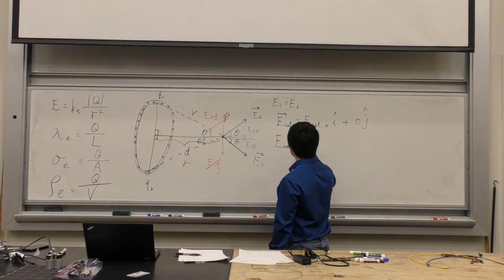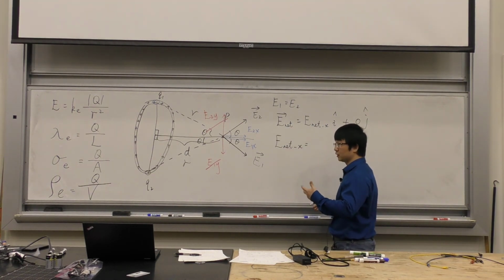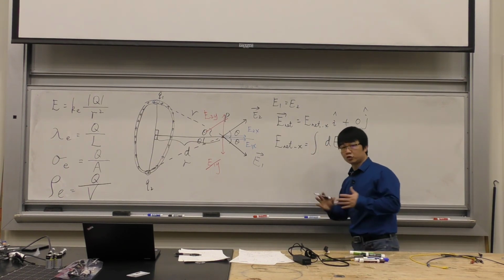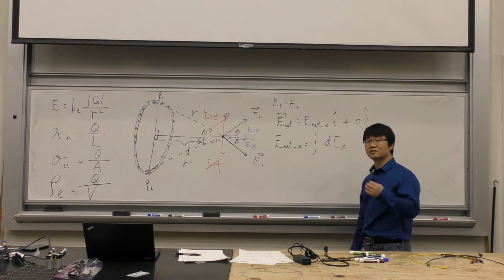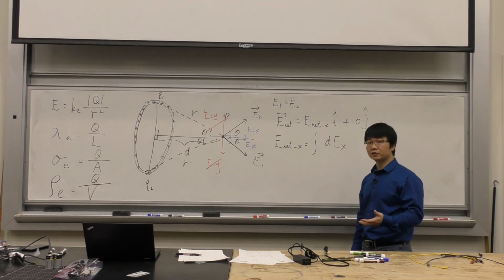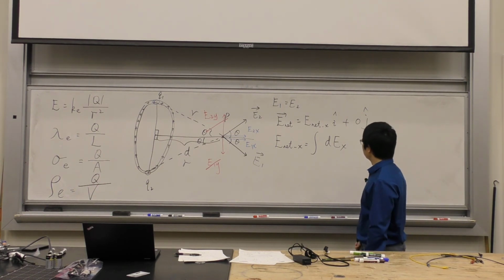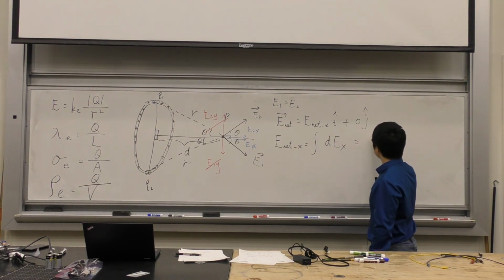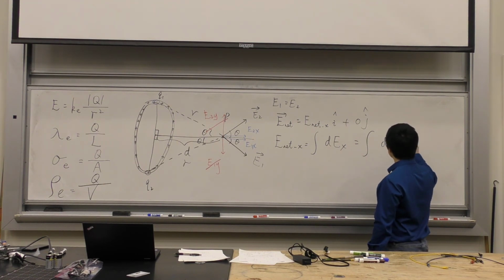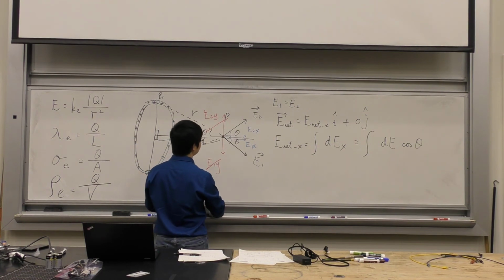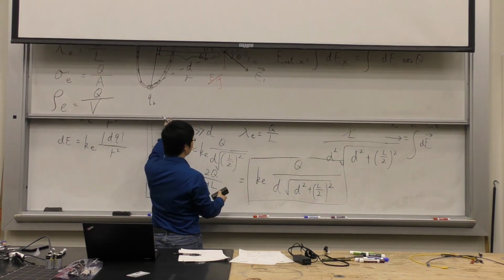So this guy, you see, the steps are still the same, right? Up to now, it's going to be dE_x, the same, no change, because the theory is the same, and the symmetry also helps us get rid of these Y components. Now, what about this guy? This dE_x, using this diagram, is still going to be the same. It's going to be dE times cosine theta, right?